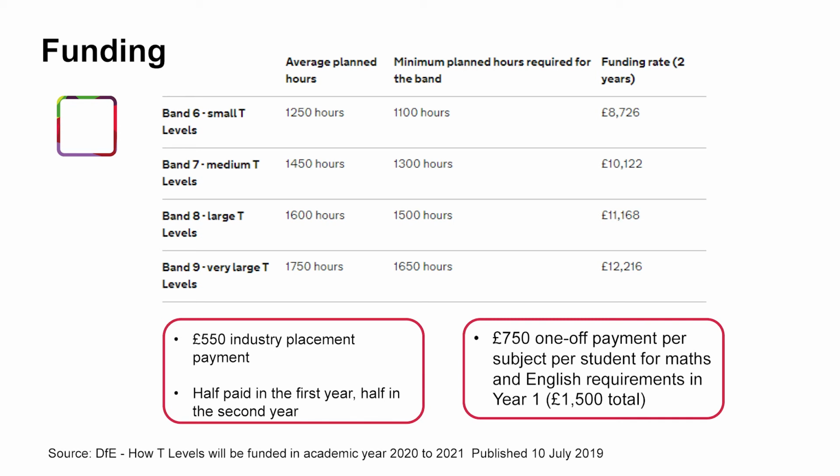The wider funding landscape at level 3 is currently subject to government consultation, which recently closed on the 15th of January 2021. The key takeaway from this consultation is that the government is looking to reduce the number of existing level 3 qualifications it will fund.